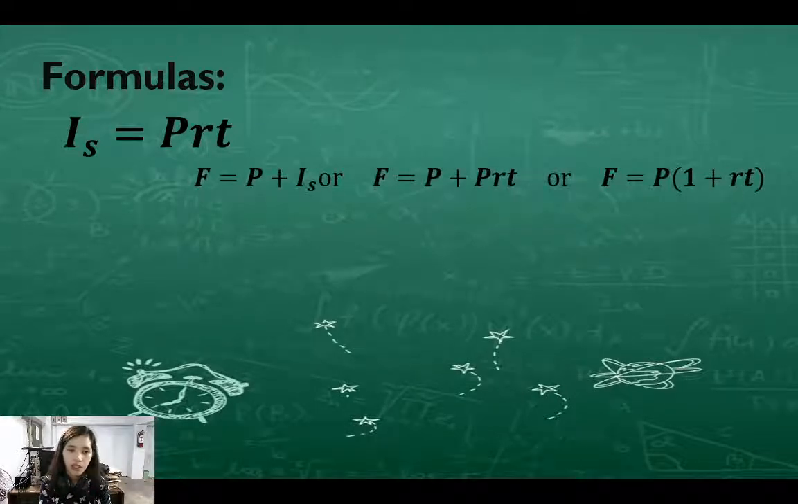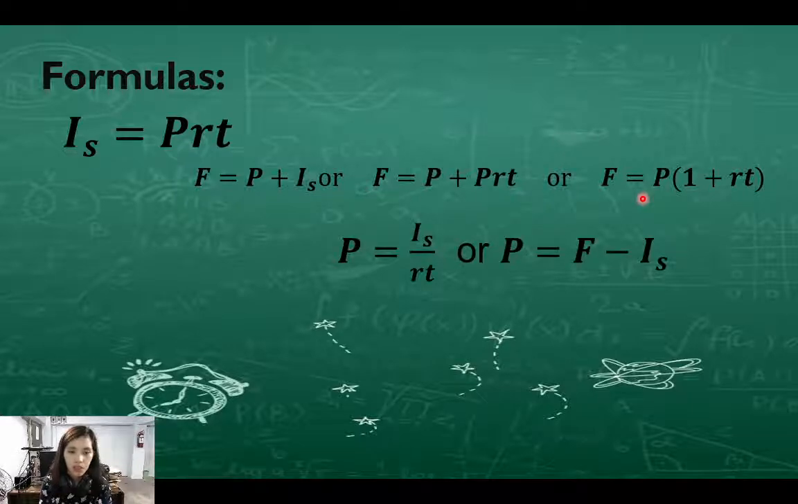F is equals to P plus I sub S, or you can get it as F equals P plus PRT, or F is equals to P times 1 plus RT. P is equals to I sub S over... when P is what we are looking for in our general formula of simple interest, P is equals to I sub S over RT, or P is equals to F minus I sub S.